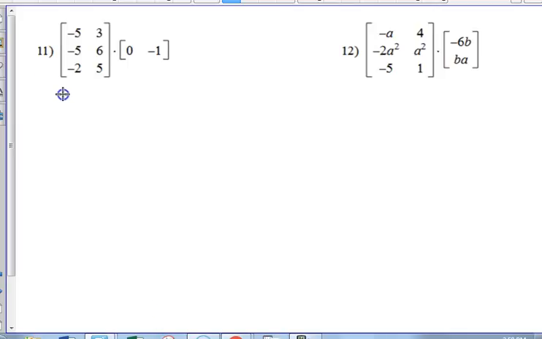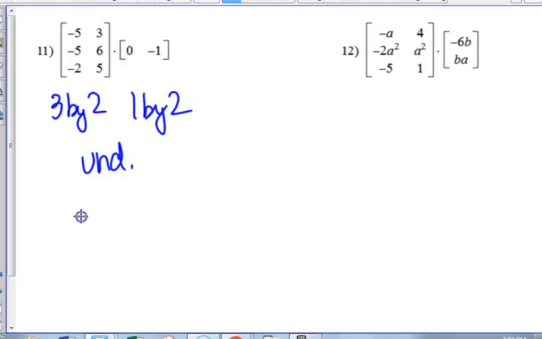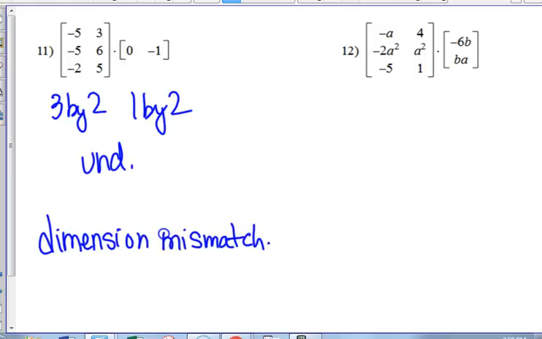What about this one? Oh, you guys already got that? Let's see. This is a 3 by 2, and this is a 1 by 2. So it's not possible. You can write undefined. You can write not possible. If you typed those into the calculator and tried to multiply them, it would give you a message that said dimension mismatch. Does that seem to make sense at this point? The dimensions don't match, okay? And you can write that, but you can also just write undefined or no solution.